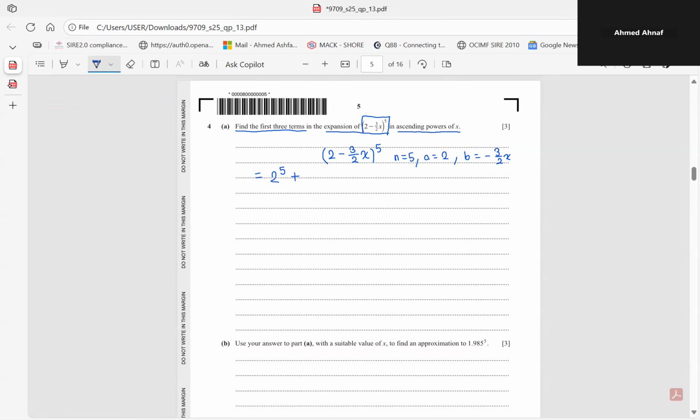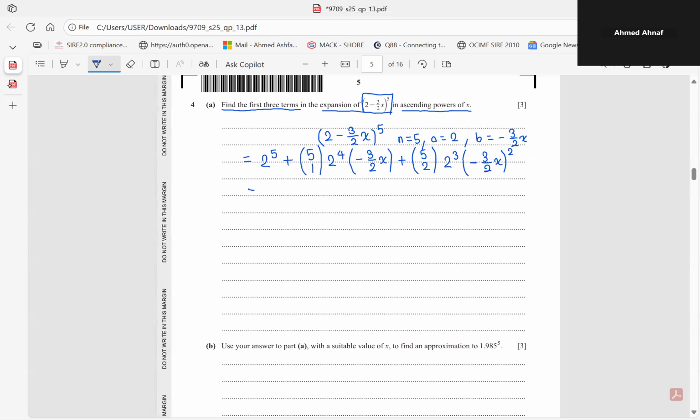Plus, the next term would be n choose 1, so 5 choose 1 times a to the power of n minus 1. So that's just 2 to the power of 4 times b, which is negative 3 over 2x. And then plus n choose 2, which is 5 choose 2, times a to the power of n minus 2, which is 2 to the power of 3, times b squared, which is minus 3 over 2x squared.